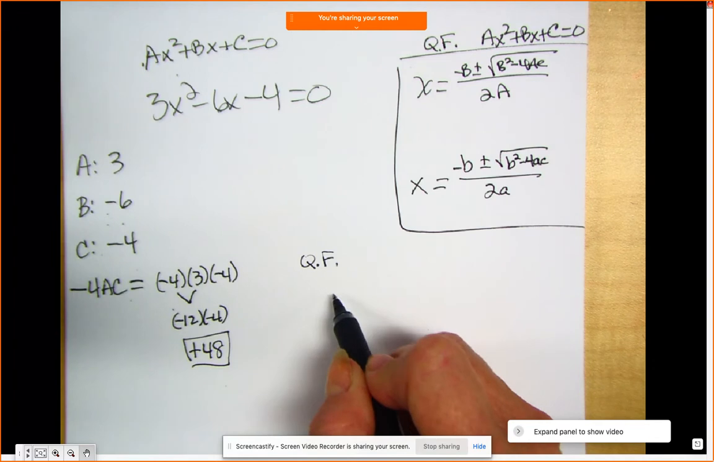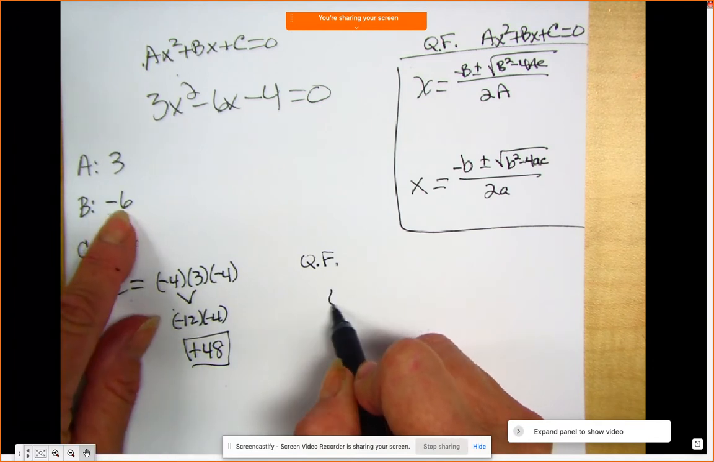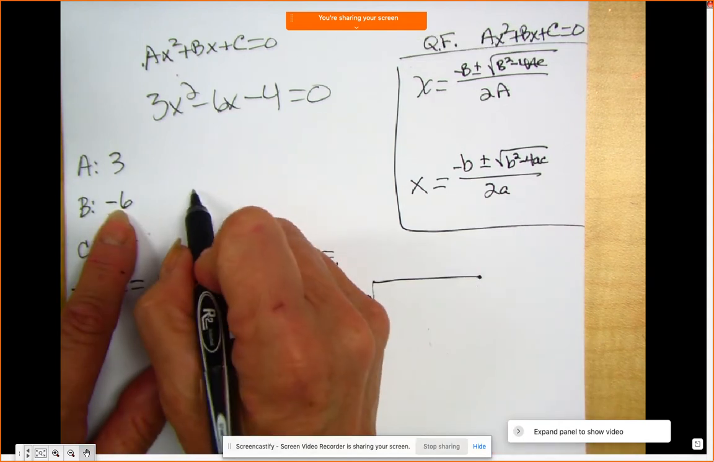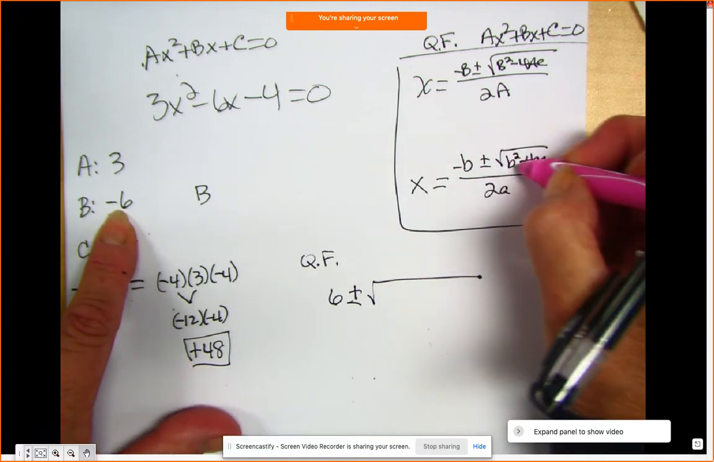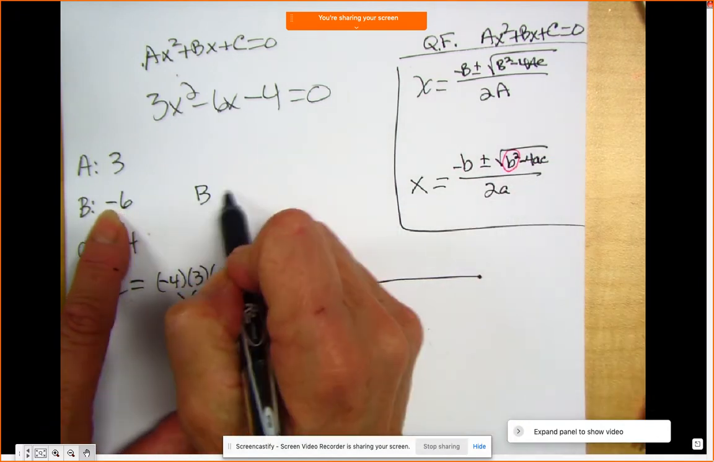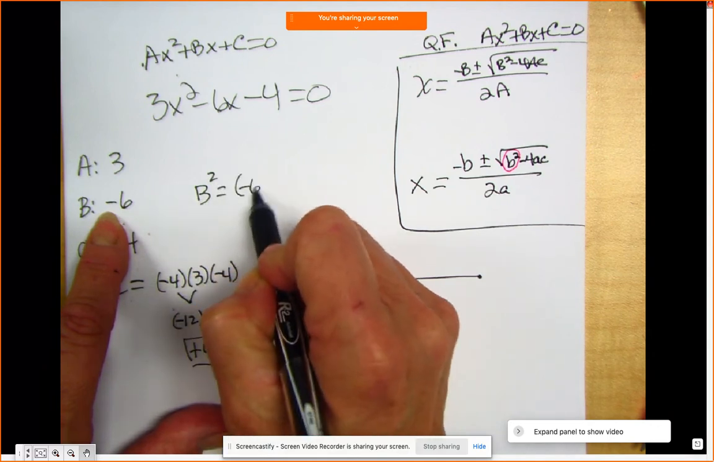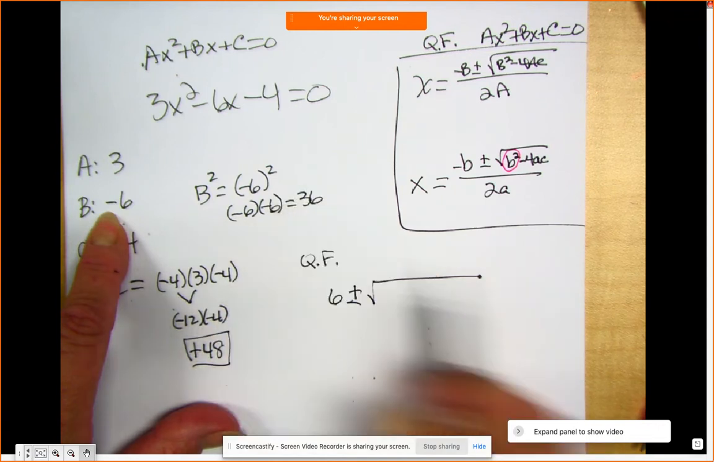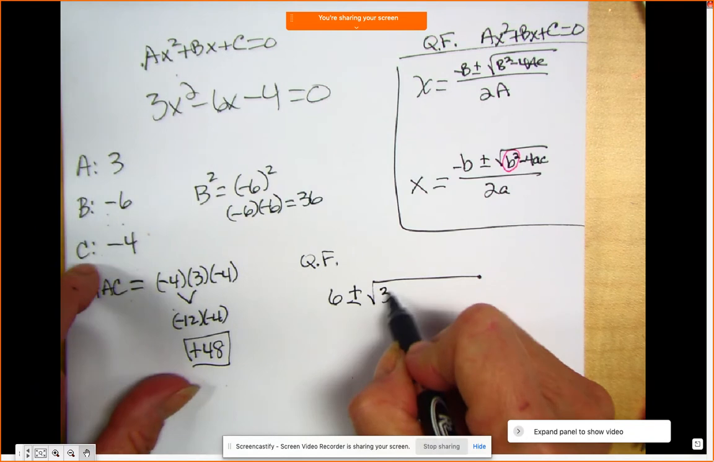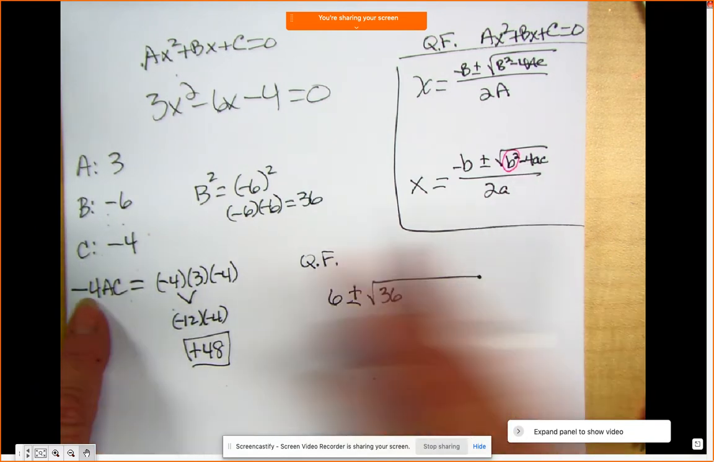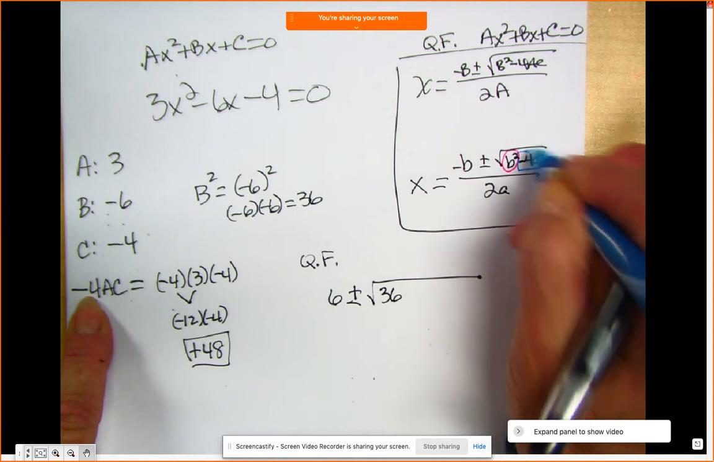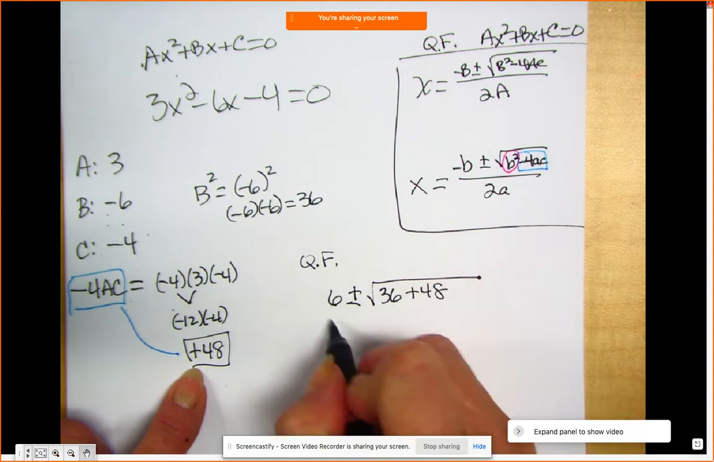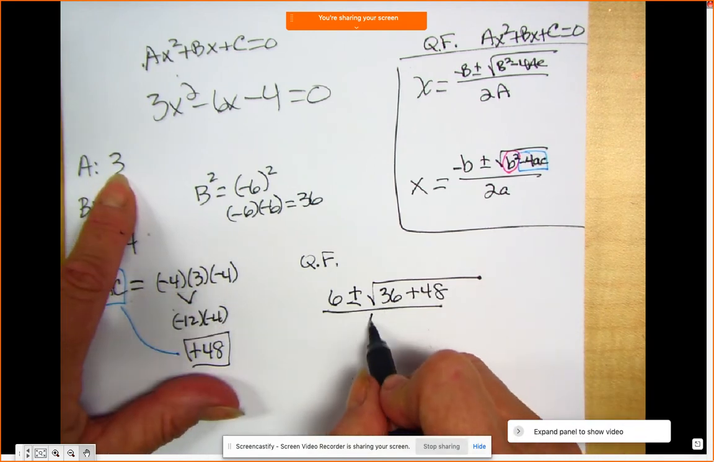X equals opposite of b. Well, b is -6, so I'm going to put 6 plus or minus square root of b squared. I promise you, this term, b squared, will always be a positive number. You're like, well, Miss Sweat, b is negative. That's right. -6 squared is -6 times -6, which is positive 36. So I get 36 here. Again, this says -4ac, but I already took care of it. This -4ac is already right here, and it should be a plus 48, so I'm going to write plus 48. Divided by 2a. 2 times 3 is 6.